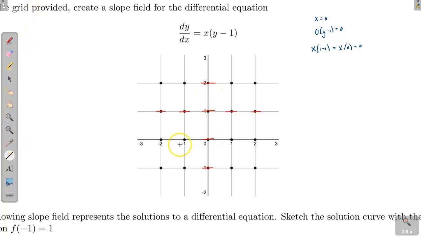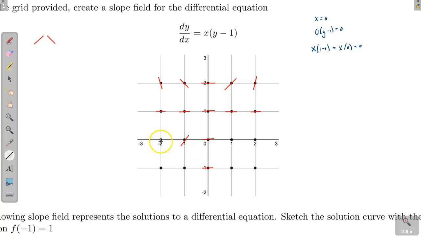So if I plug in negative 1, 2, it's going to be negative 1 times 1 is negative 1. Remember, if it's exactly 1, it's like a 45 degree slope. If it's negative 1, it's exactly a negative slope. Negative 2, 2: it's going to be negative 2 times 1 is negative 2, so it's going to be steeper downward than that one. 1, 2 is going to be 1 times 1 is 1. 2, 2 is going to be 2 times 1 is 2, so it's steeper than 1. Negative 1, 0 is going to be negative 1 times negative 1 is positive 1.